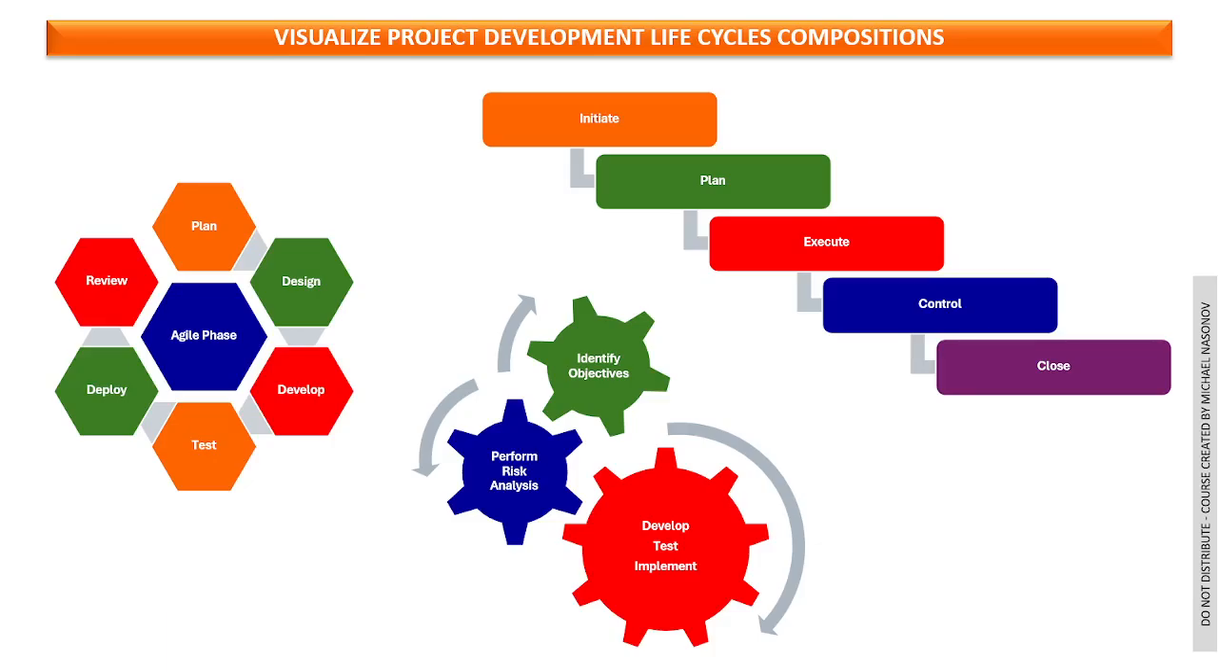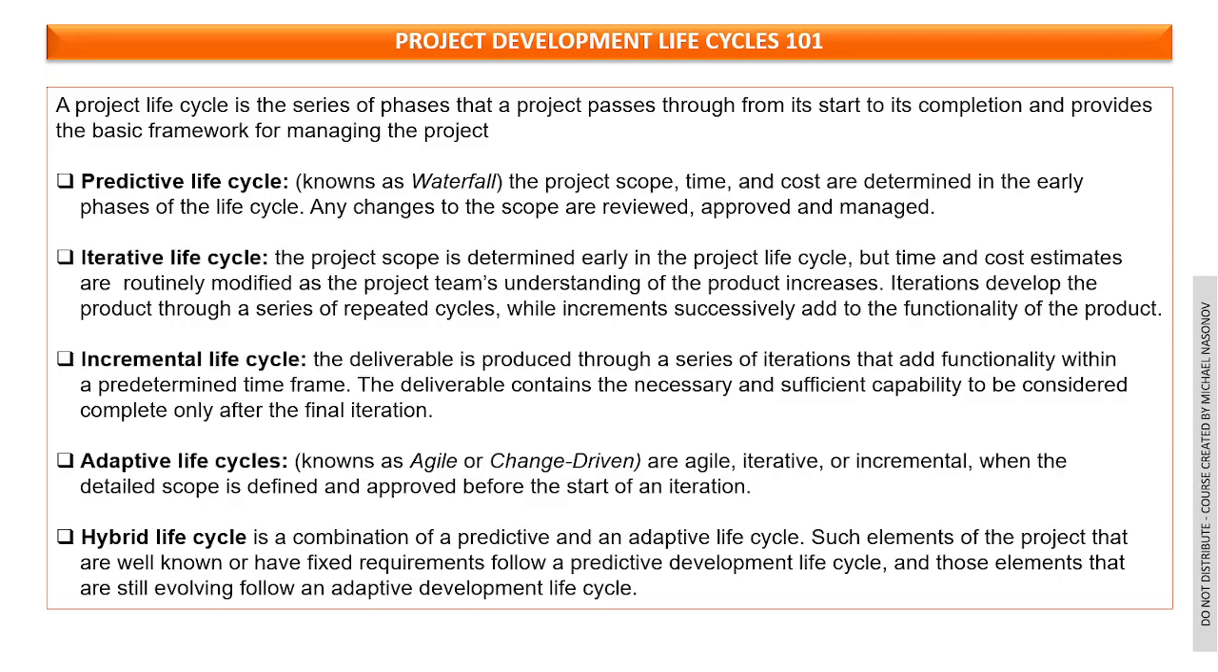Let's take an official definition look. A project life cycle is the series of phases that a project passes through from its start to its completion and provides a basic framework for managing the project. As you can see, there are 5 of them.